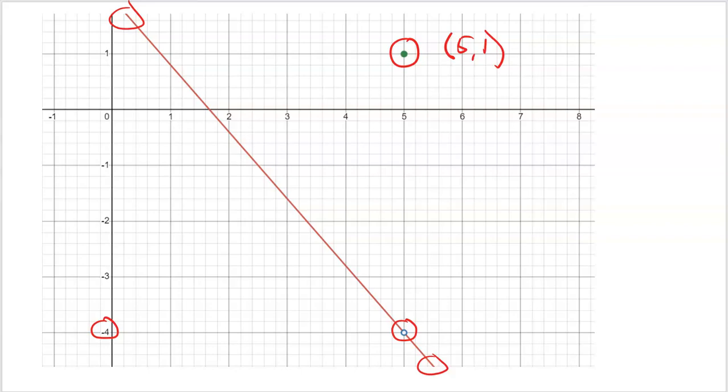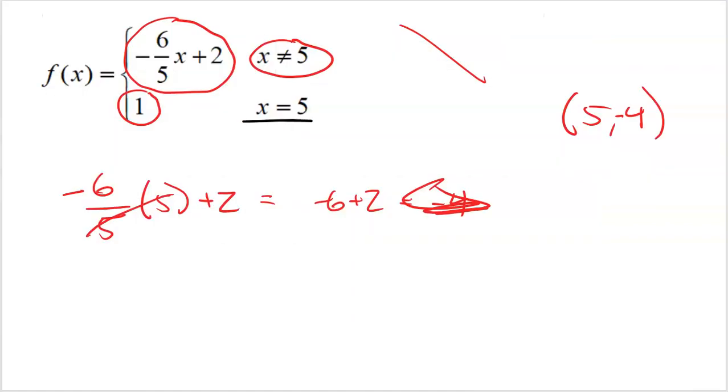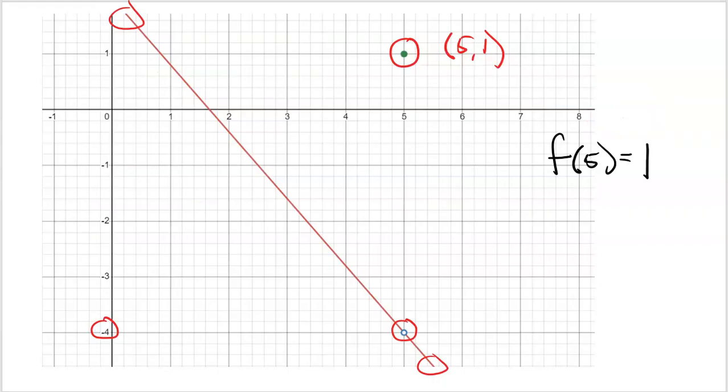But let's talk about continuity. The first thing I'm going to say is, what happens at 5? Well, in the previous problem, we saw DNE, but not here, right? At 5, we do have a solid point. When x equals 5, the function equals 1. That's exactly what the function's telling us. When x equals 5, spit out an output of 1. Who cares what this other function says? No, we're using 1. So we see that point right there.